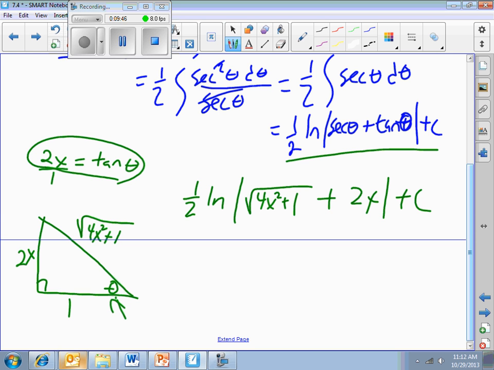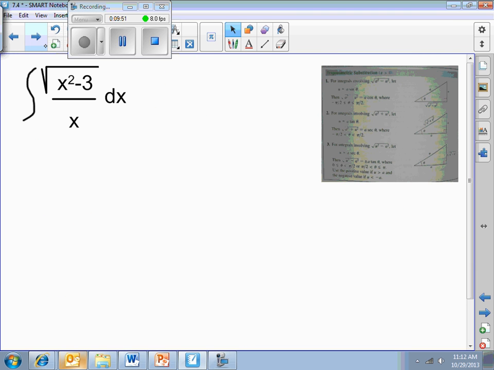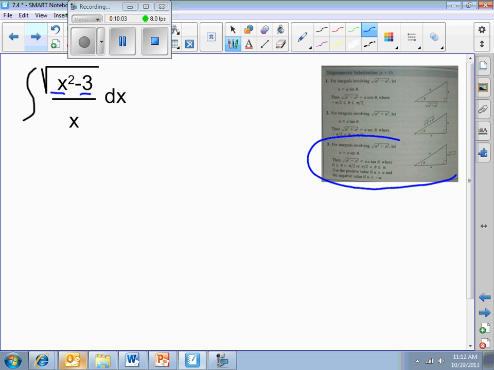All right, so we've seen examples of sine and tangent, so guess what? We're going to use one that is secant now. How do I know it's secant? It's a function squared minus a constant. And here we go, we have a function squared minus a constant will be that one.